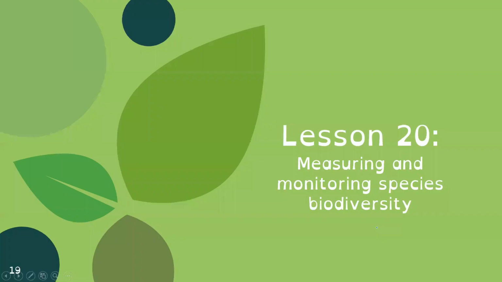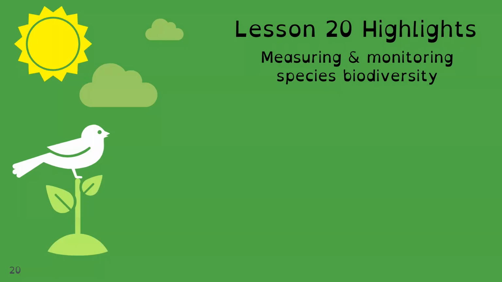Okay. Lesson 20, measuring and monitoring species biodiversity. So with this lesson, we looked at sampling. So we've talked about biodiversity and what it is. And now this lesson, we're talking about how we can learn about it more and what scientists do in order to learn about them. So sampling is how do we get information about plants and animals within their natural habitat. So we talked about quadrat sampling and line transect sampling, and then using aerial photography to be able to sample larger areas or areas that are more inaccessible.